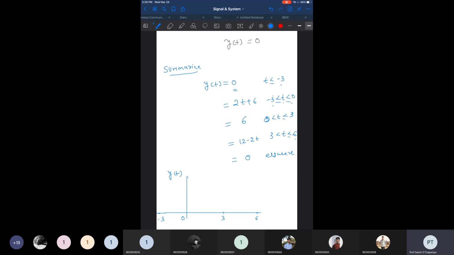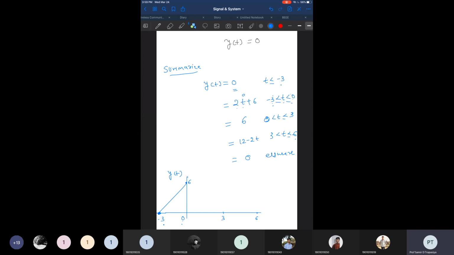We need two points, so we find the two dots. First we take t equal to -3, so -3 into 2 plus 6, that is 0. That is the 0 point. And if we put t equal to 0 here, then it is 6. So at this 0 we have a value of 6. If we join this line, we can say it is a drift signal.